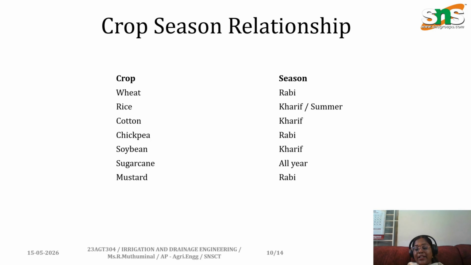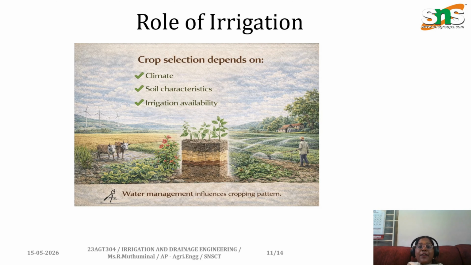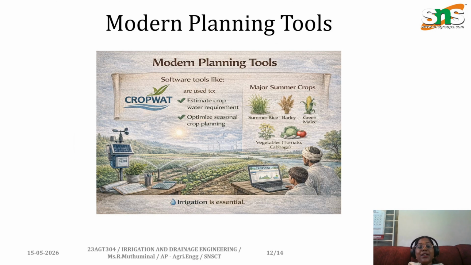Modern planning tools now help farmers improve irrigation efficiency through remote sensing, soil moisture sensing, GIS mapping, and precision irrigation systems. Today's agriculture is becoming data driven. Even the humble farmer now consults satellites before the clouds.